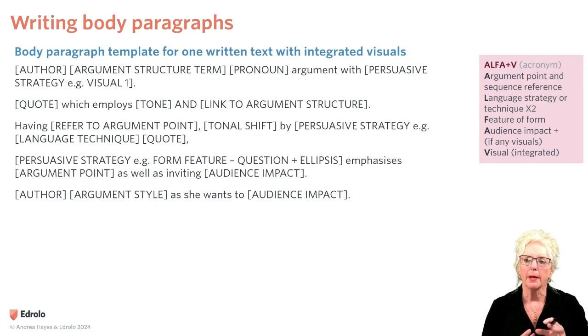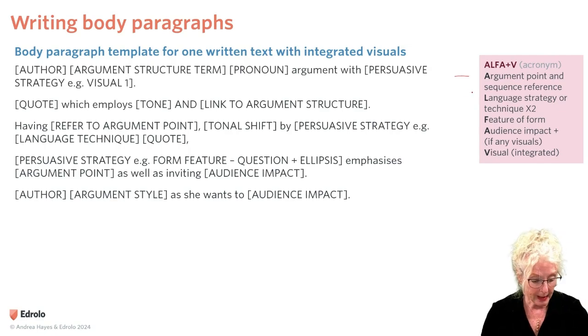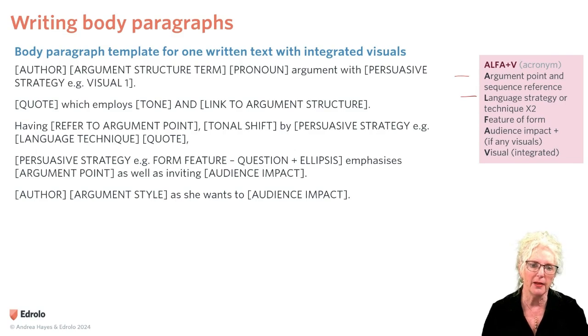Now let's look at writing body paragraphs. So this template is for the one written text with integrated or embedded visuals, and it uses the alpha plus V, meaning V for visual. So alpha, if we look here, argument, point, and sequence reference, usually in your topic sentence. Language strategy or techniques, persuasive strategies, a couple of them, not just single ones all the time. Maybe a feature of form that can be in there as well as a persuasive strategy, and audience impact, and then visuals. So you can use this acronym several times within the one paragraph or just space it out.